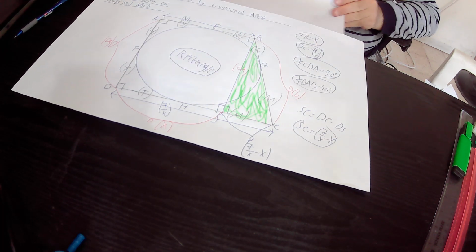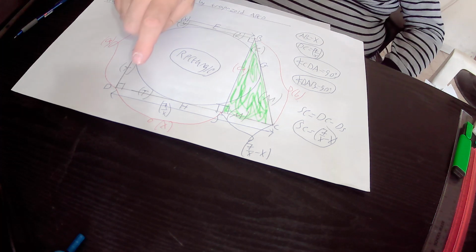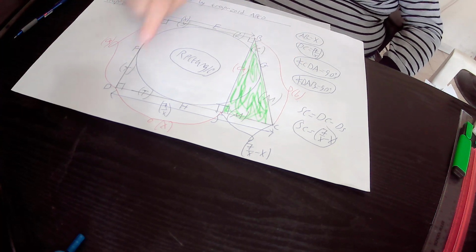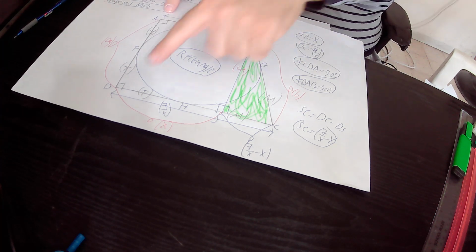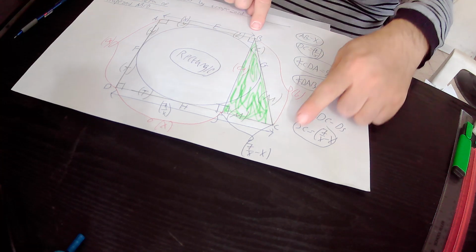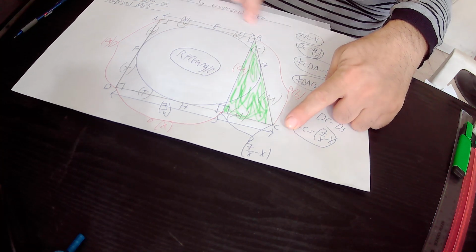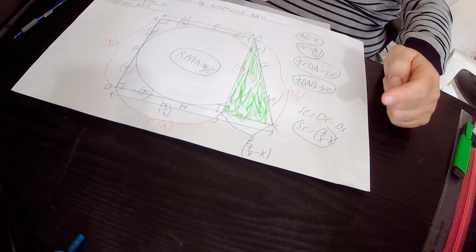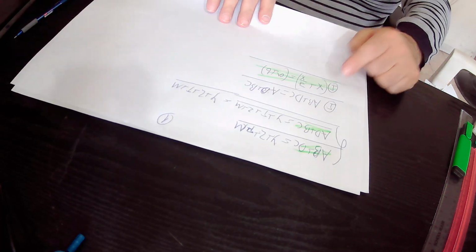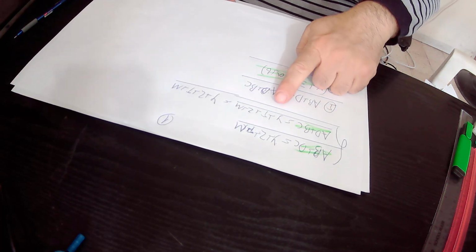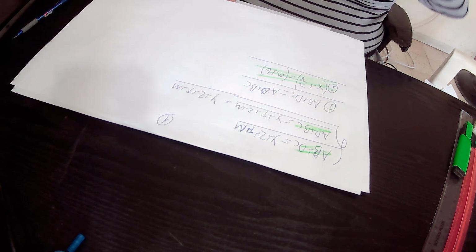Likewise, what is the value of AD plus BC? Again, AD plus BC. AD equals Y plus T and BC equals Z plus M. So in total, AD plus BC equals Y plus T plus Z plus M.